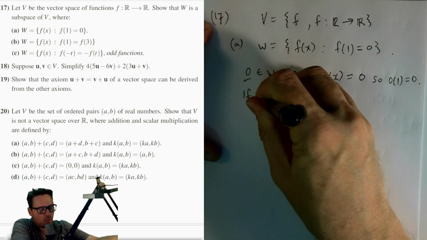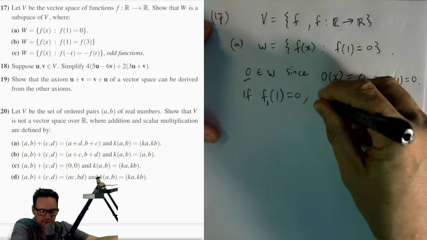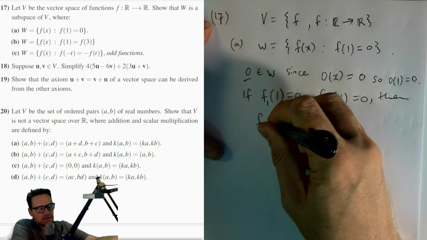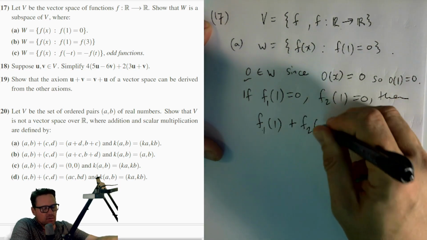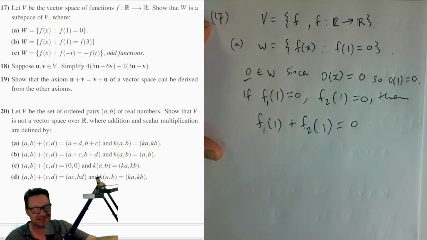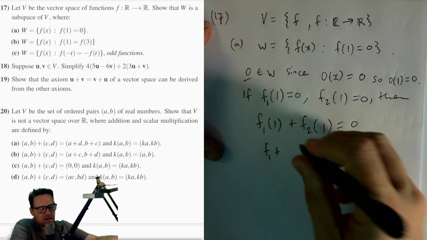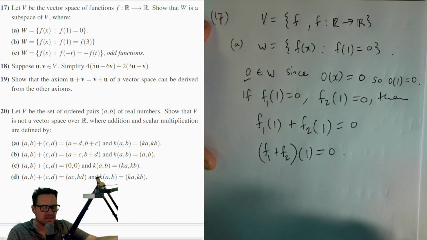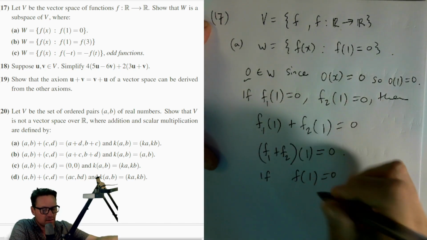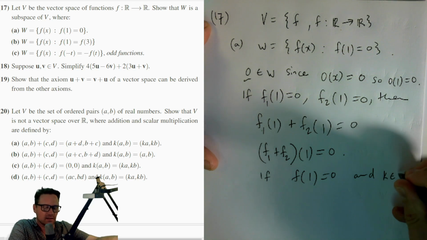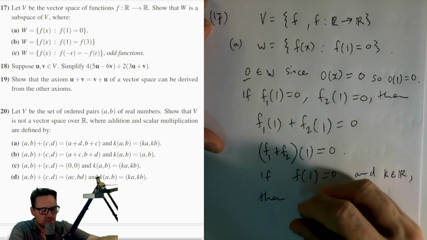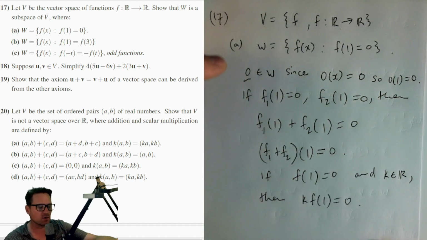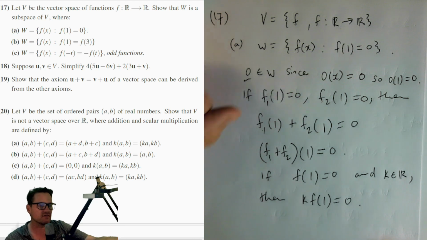So this is the 0 function. Okay, now if f1 sends 1 to 0 and f2 sends 1 to 0, then if we add these two together, f1 of 1 plus f2 of 1 has to be 0 plus 0, which is 0. Now this is f1 plus f2, the sum acting on 1, so this is 0. Okay, so now also if f of 1 is 0 and k is a scalar, a real number, then we take this line, multiply that by k, we get 0. Okay, so we have the properties required for W to be a subspace of V in part A.